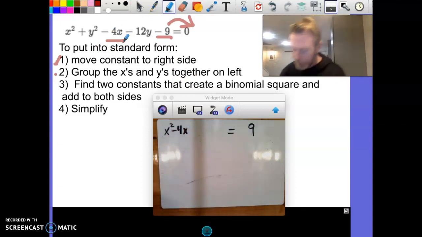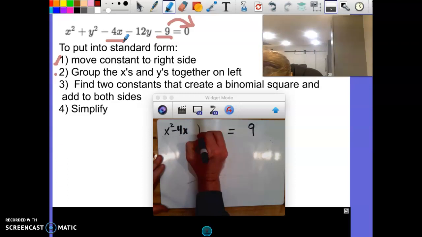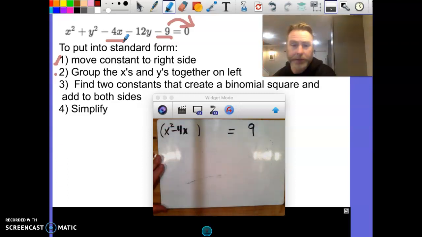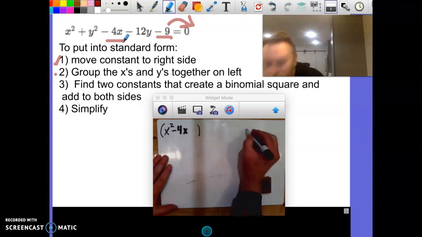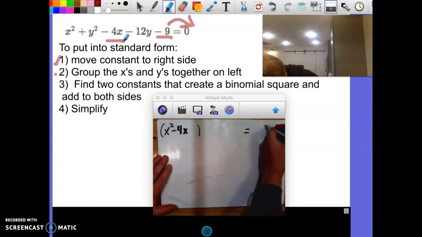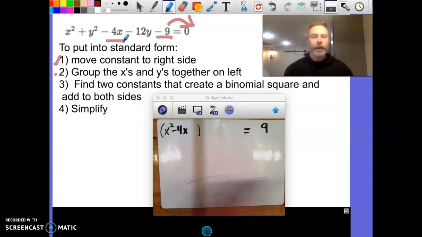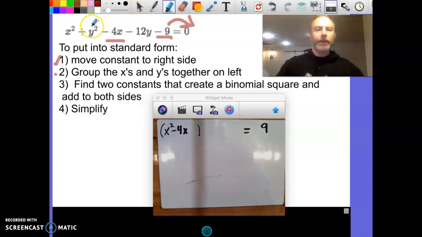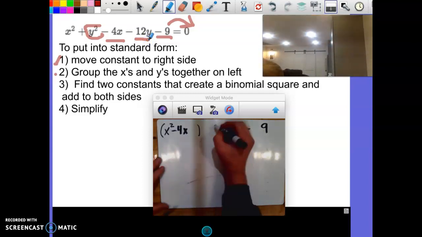And then I'm going to leave a little bit of space. What I'm going to do on this side here is I'm going to just put some parentheses around this. And let's do this. I'm going to use just a little more space on my board. And then I'm going to group the y's together. So what are my y's? I got y squared and -12y. So another set of parentheses. Y squared minus 12y.